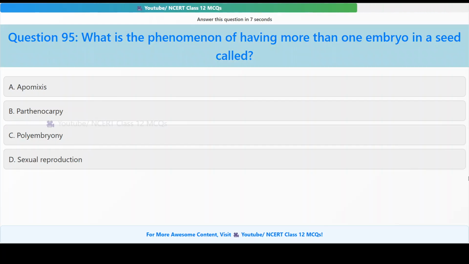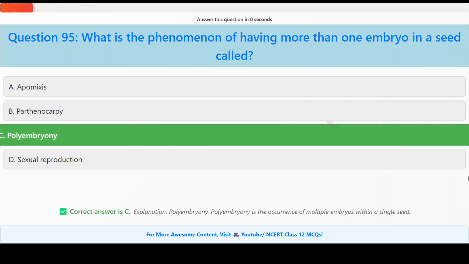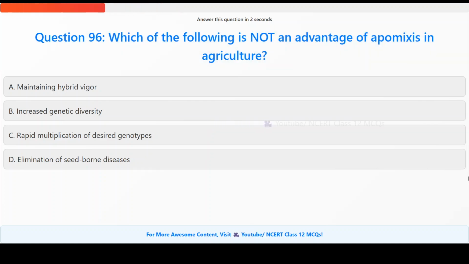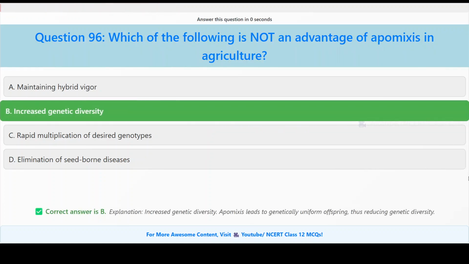Question 95. What is the phenomenon of having more than one embryo in a seed called? Polyembryony. Polyembryony is the occurrence of multiple embryos within a single seed. Question 96. Which of the following is not an advantage of apomixis in agriculture? Increased genetic diversity. Apomixis leads to genetically uniform offspring, thus reducing genetic diversity.